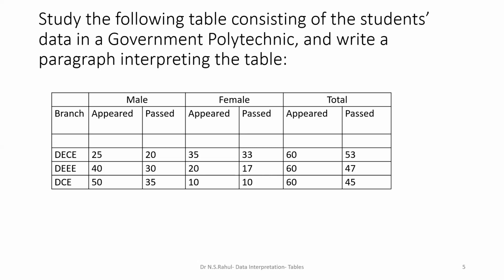Out of that, 47 have passed. In DCE, the male persons appeared for the exam, 50, and 35 passed. In female, 10 female have appeared, and out of 10, all 10 passed. Means 10 persons have appeared and 10 persons passed. Total appeared 60 members and passed 45 members.